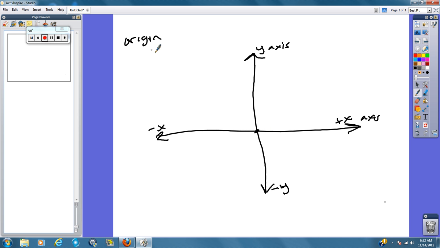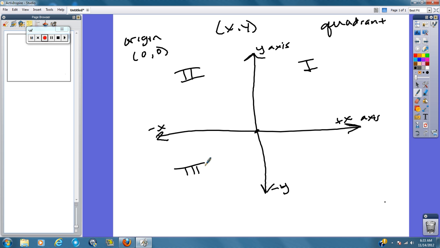And it's denoted by the ordered pair (0, 0). Normally our ordered pairs are (x, y), so you always write them in alphabetical order. Now, these axes, when they intersect, divide the coordinate plane into 4 areas. Those areas are called quadrants. We use the Roman number system to number them, starting here and going counterclockwise. So this is quadrant 1, this is quadrant 2, this is quadrant 3, and this is quadrant 4.